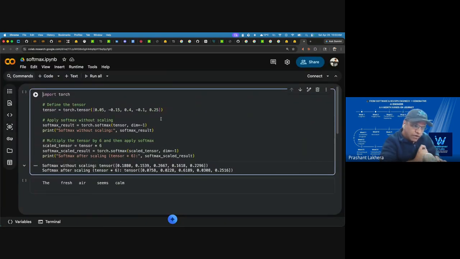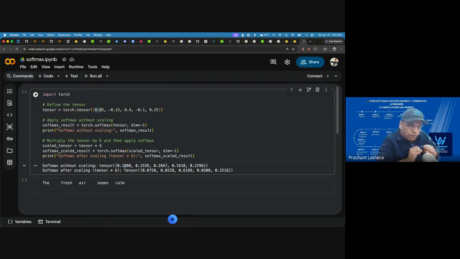There is one issue with the softmax function if the values become high. For example, if you look here, this is 0.5, 0.15, 0.4, 0.1, 0.25. If we take the softmax of this, what it does is decide how much attention we need to pay to each word. So if this is a sentence like the cat sat on the, we are paying 18% attention to the word the, 15% to cat, 26% to sat, 16% to on, and 22% to the last word.